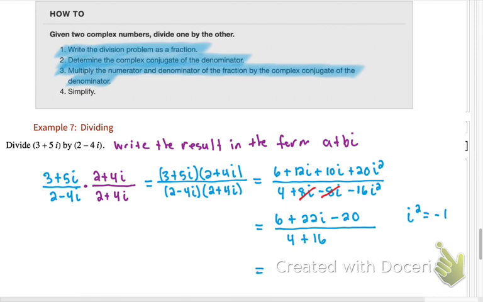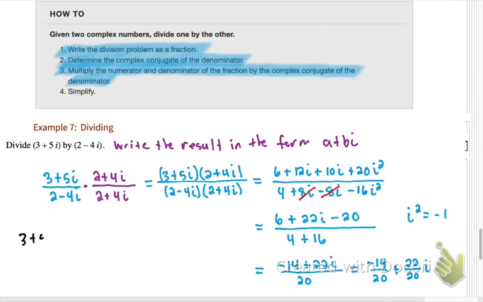In the numerator, we're going to simplify. 6 minus 20 is negative 14, and we still have the 22i. And in the denominator, we have 4 plus 16, which is 20. And now we're going to split up the fraction. So in the numerator, we can take negative 14 over 20, plus we also have the 22 over 20 times i. And I've kind of screwed up here. I didn't leave myself enough room to simplify, but I'm going to come to the left in black.